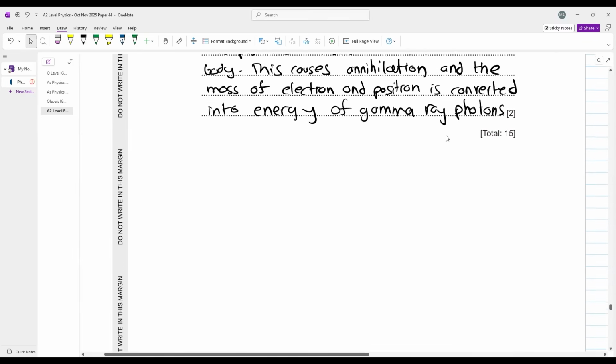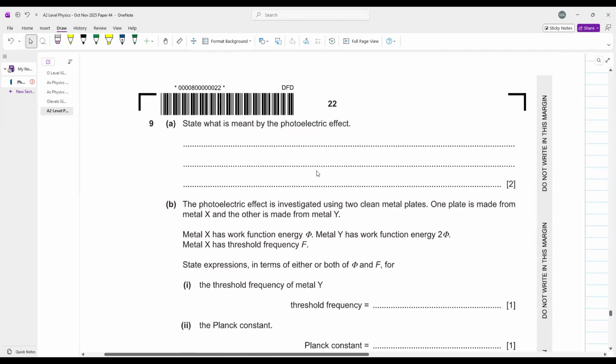Let's further move ahead. State what is meant by the photoelectric effect. Emission of electrons from the surface of a metal when electromagnetic radiations are incident on the surface.